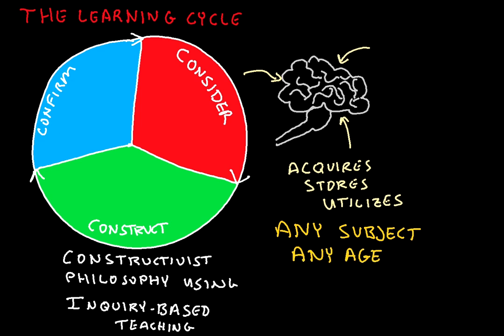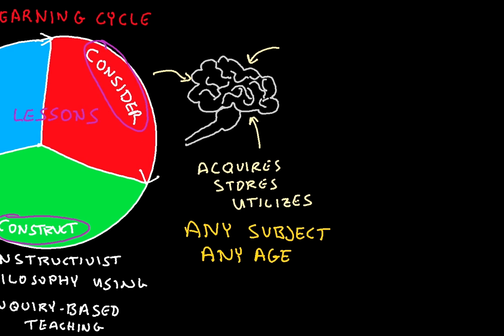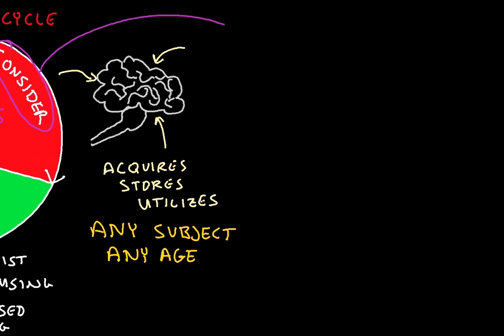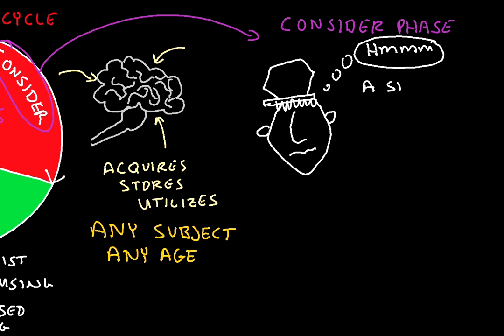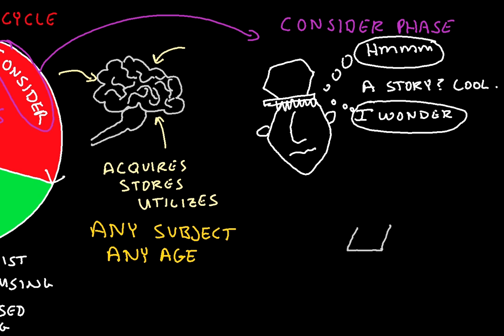So I've created this process that I call Consider, Construct, Confirm to describe how to develop lessons in this manner. And I like the name in part because it's good alliteration and nice and easy to remember. So the learning cycle begins with the consider phase of the lesson, or sequence of lessons. And this might involve thinking prompts, engaging stories, questioning, demonstrations, so on.